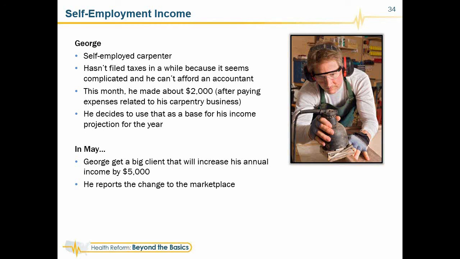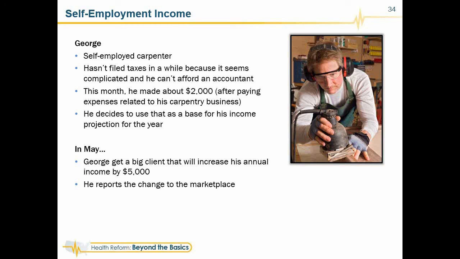So after a lot of questions and a lot of hand-wringing, we figured out that this month George made about $2,000 after expenses, and we've decided that we're going to use that as a base for his income projection for the year. So we're going to say $2,000 a month. He thinks that's fair enough. So that's what we go with.